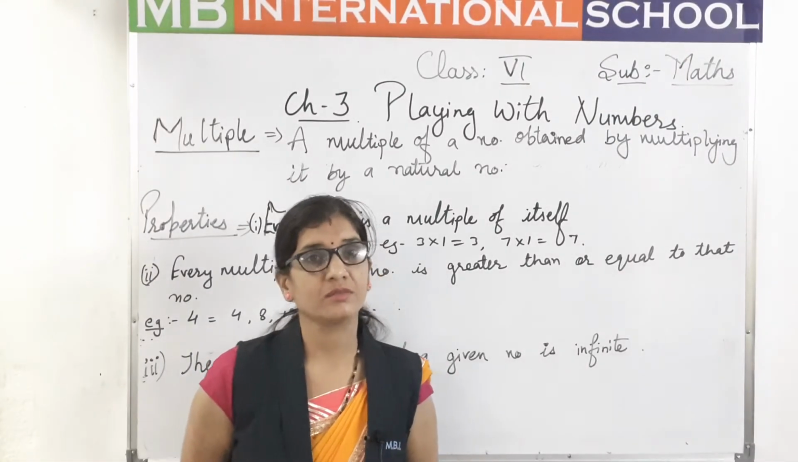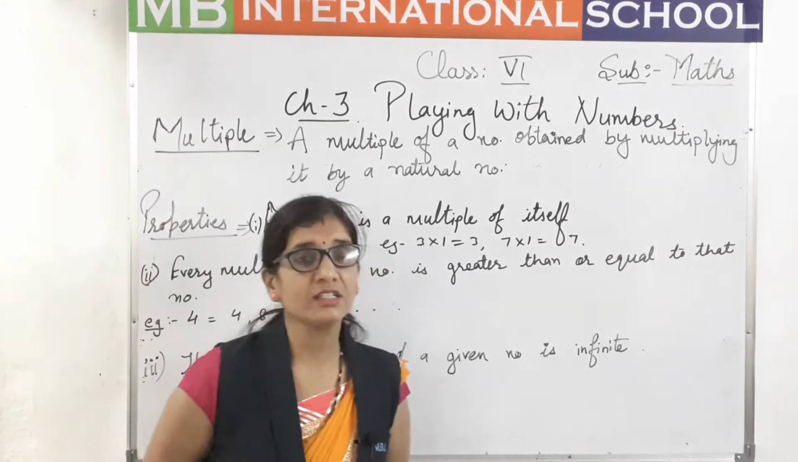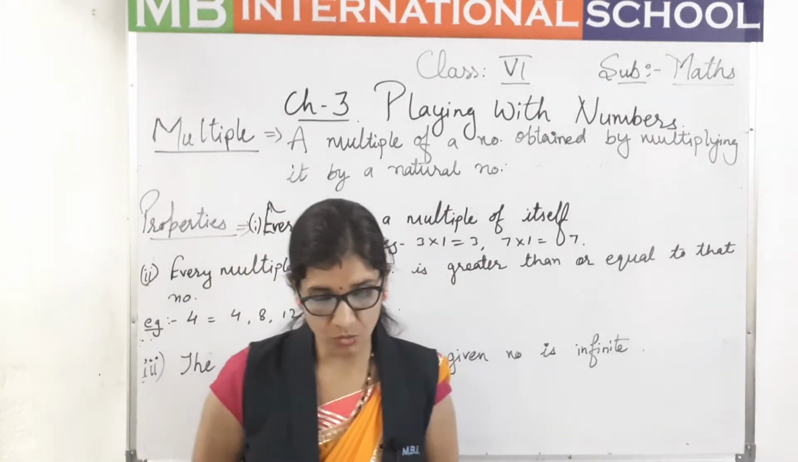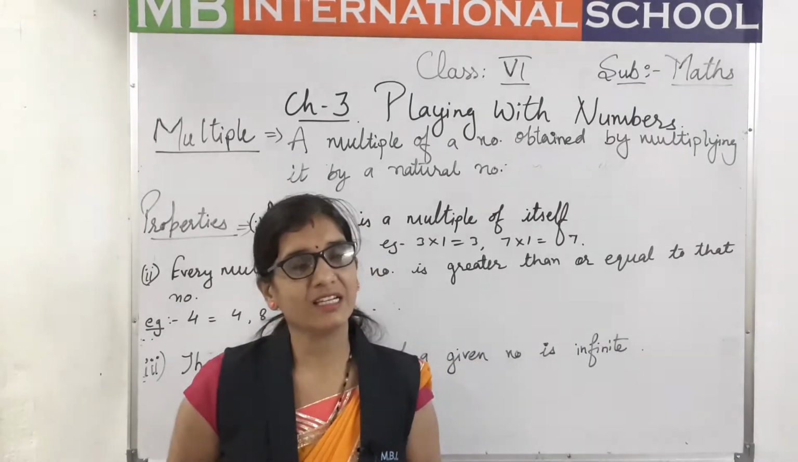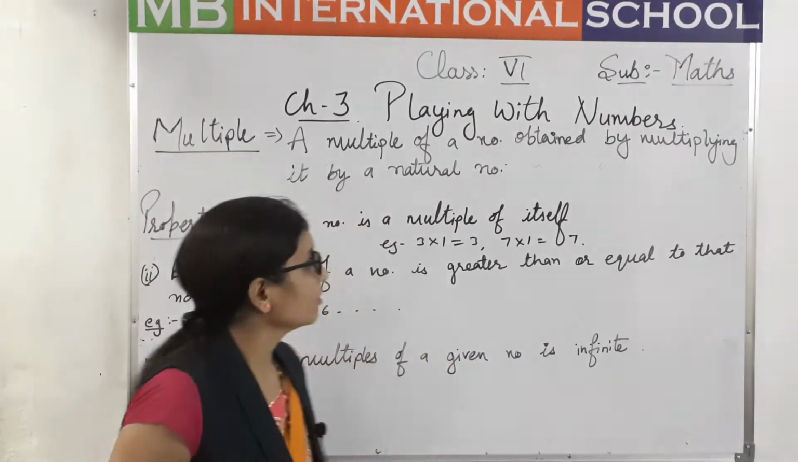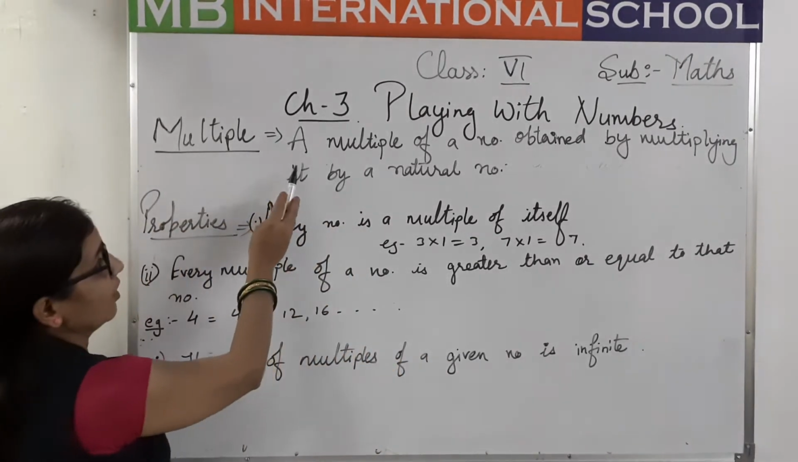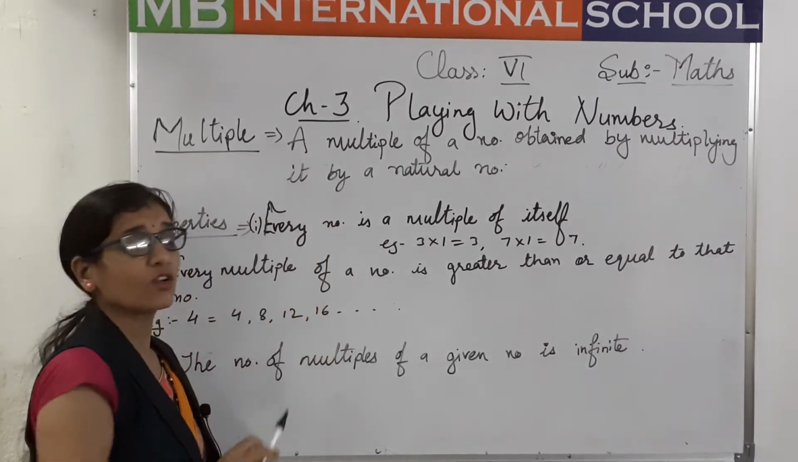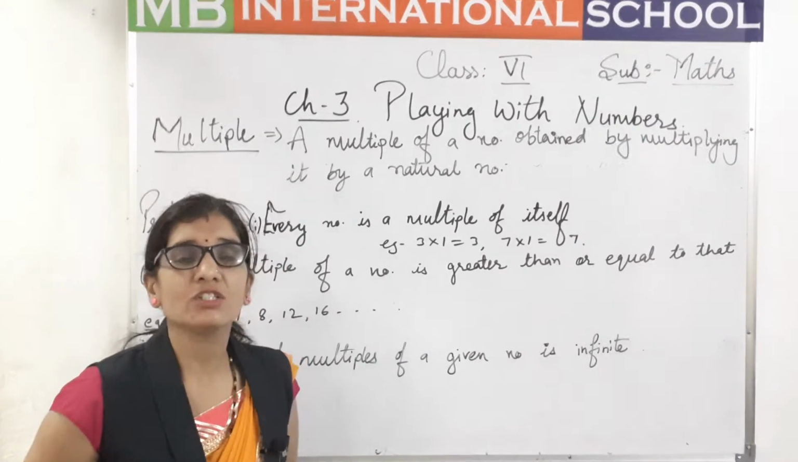Yes. The next topic is multiples. You have already studied in earlier classes what we mean by multiples. Multiples are those numbers that are obtained by multiplying a number by a natural number. A multiple of a number obtained by multiplying it by natural numbers is called a multiple. You have seen that 4 multiplied by 1 is 4.